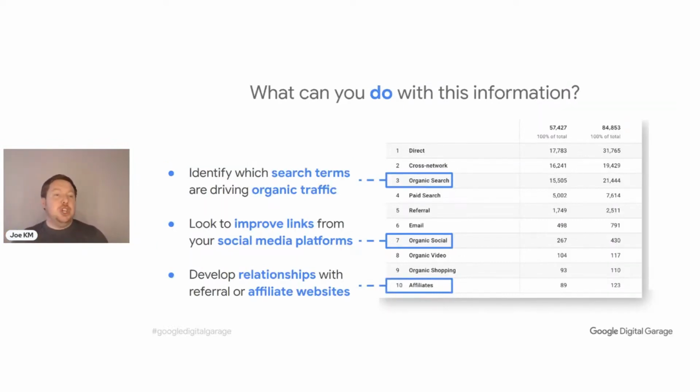So identify which search terms are driving traffic. How will we do that? Click on organic searches. There's the list of the terms that are finding it. Could we write more content for ones that's driving you more sales? Could we do a blog for that content?